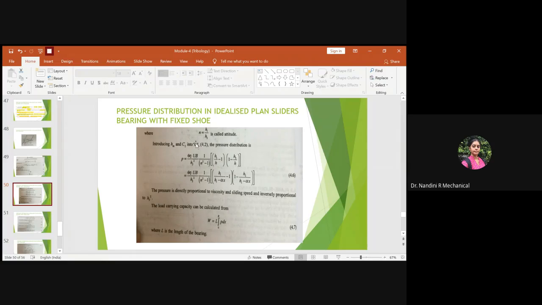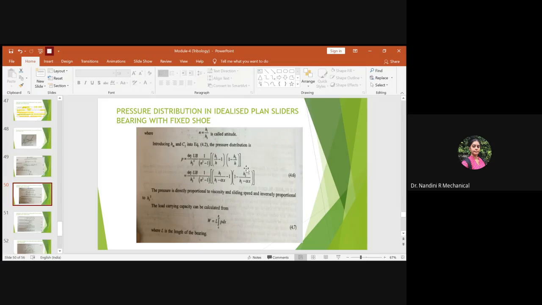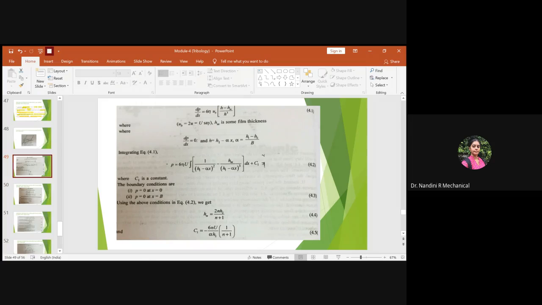So after knowing this, the value of C1, which was claimed here to be 1 by n plus 1, in place of n, you can put h1 by h2. So later you can simplify. Then you will get the value of C1 in terms of H1 by H2. So N is here, right? 1 upon H1 by H2 plus 1. So you have to take the LCM for the denominator first, simplify it, and then you have to figure out the value of C1 in terms of H1 and H2 only.